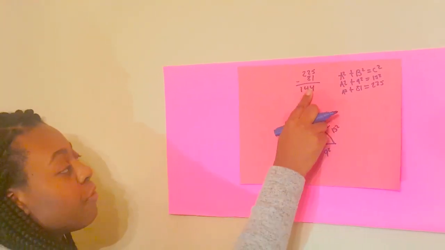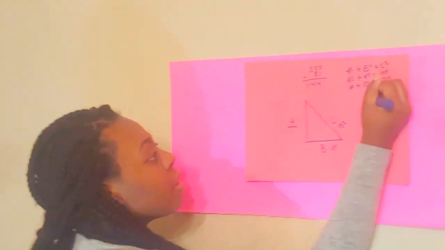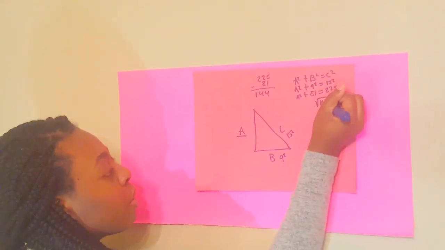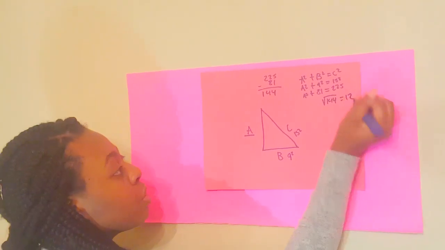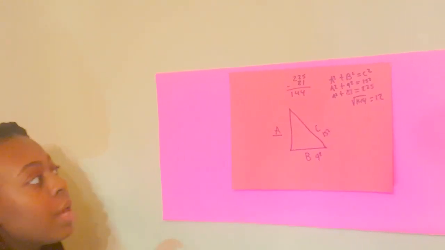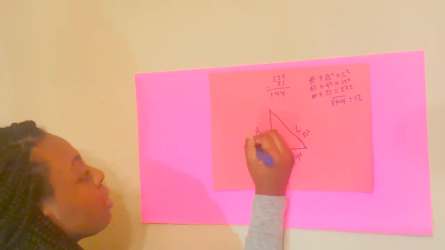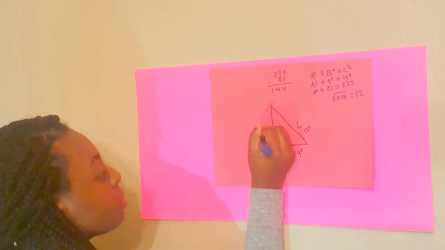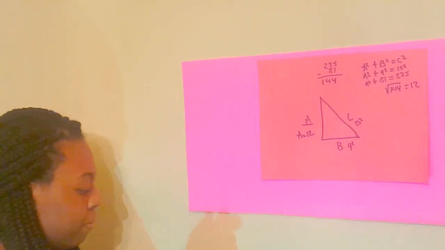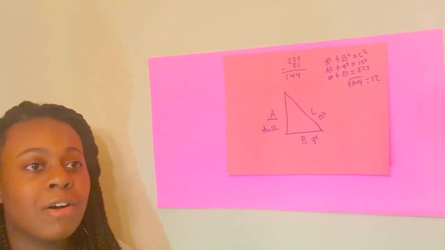Okay, and now once we found 144, we will find the square root of 144. So the square root of 144 is equal to 12, because 12 times 12 equals 144. So that is our leg. 12 is equal to our leg. And that is how you find the leg of Pythagorean theorem.